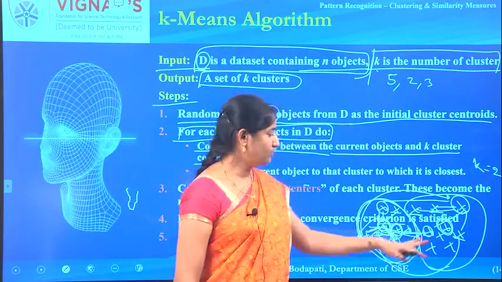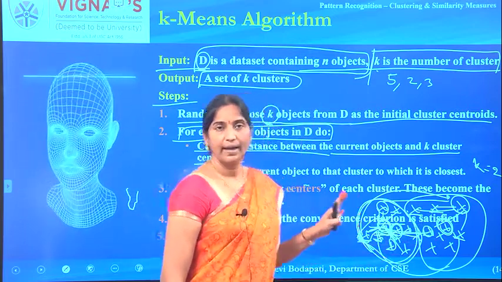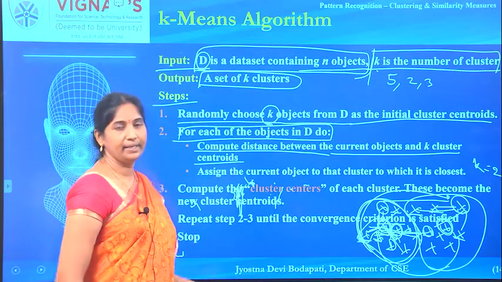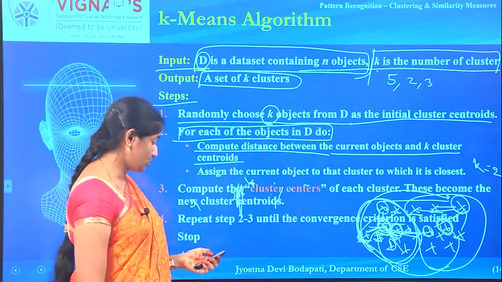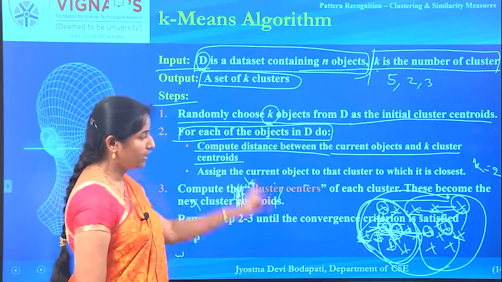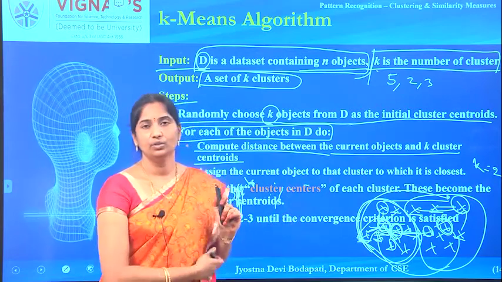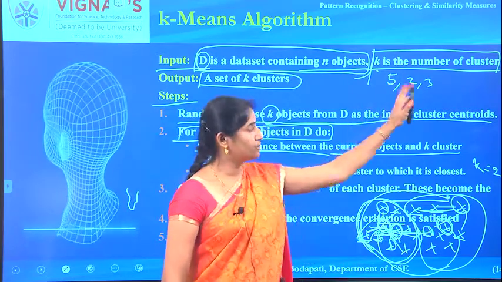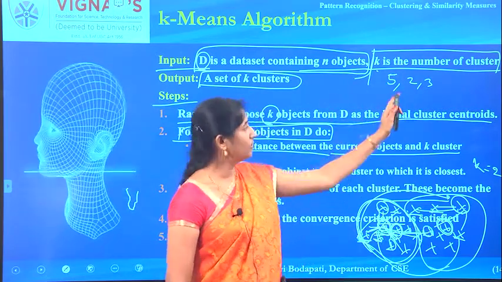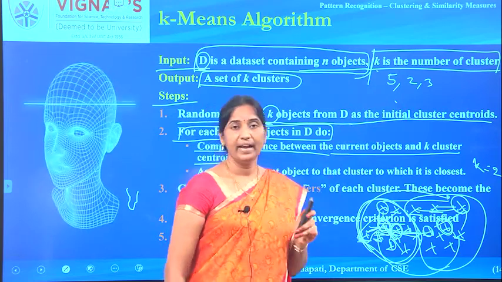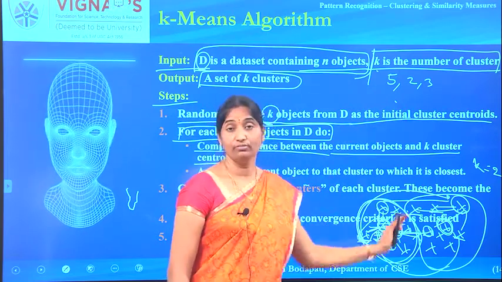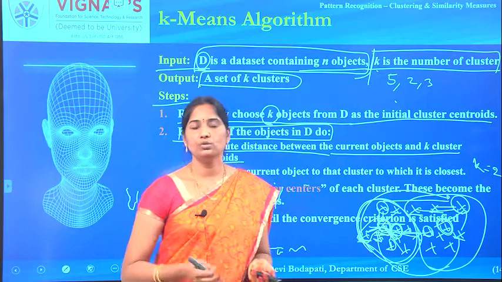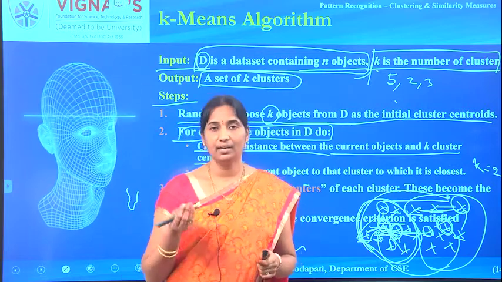Again you assign the objects to the clusters, and this process has to be repeated until some convergence criteria is satisfied. To summarize, what are you doing here? You select k, whether your k value is 5 or 2 or 3, whatever it is, you set that number and you randomly choose k of the objects from your data, and those objects become your centroids for the clusters.